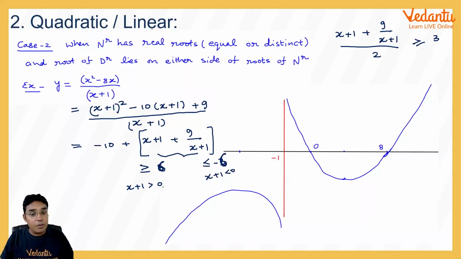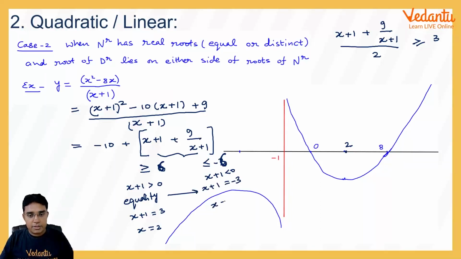Now when will be the equality? Equality in this case will be if x plus 1 is equal to 3. That means x plus 1 and 9 upon x plus 1 are equal. So x will be equal to 2. So this is my point of minima. You can check, you can find this using differentiation also. I'm repeating that thing. And here also this equality will happen when x plus 1 is equal to -3.